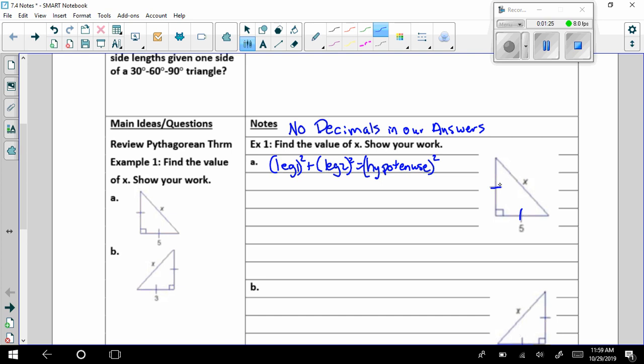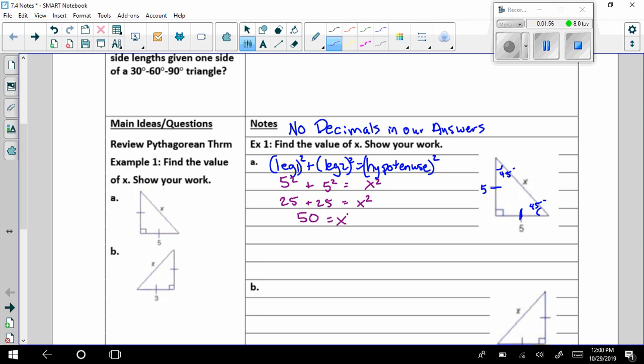Because this is isosceles, we know those base angles are the same. So this is a 45, 45, 90 triangle. And because this is 5, we know that this is also 5. So we can plug those in. We get 5 squared plus 5 squared is equal to x squared. So 25 plus 25 equals x squared.